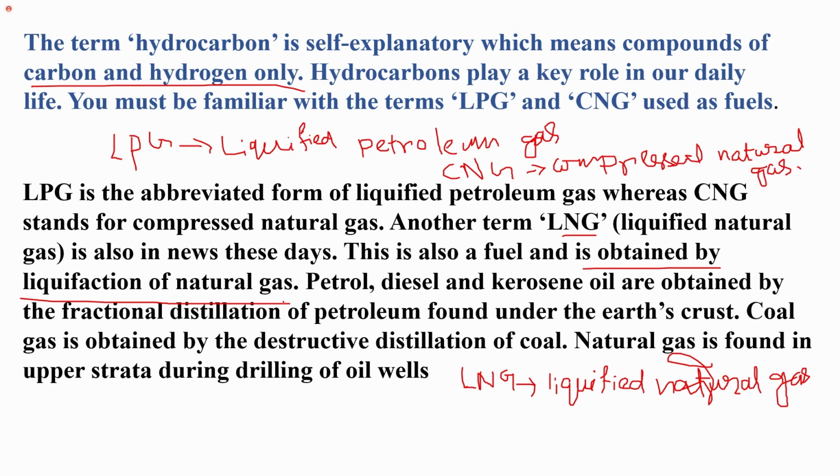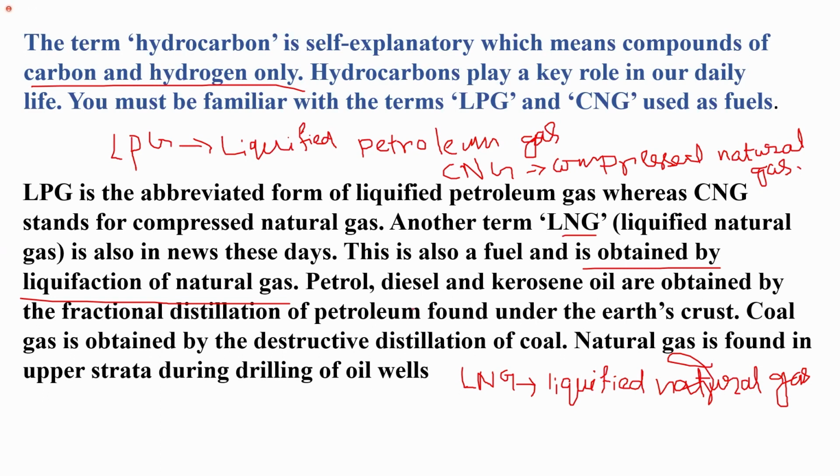Now petrol, diesel, and kerosene oil are obtained by the fractional distillation of petroleum found under the earth crust. Coal gas is obtained by the destructive distillation of coal, and natural gas is found in upper strata during the drilling of oil wells.